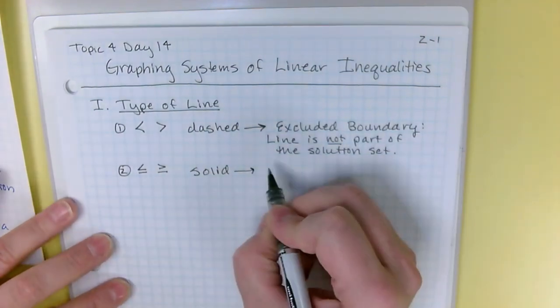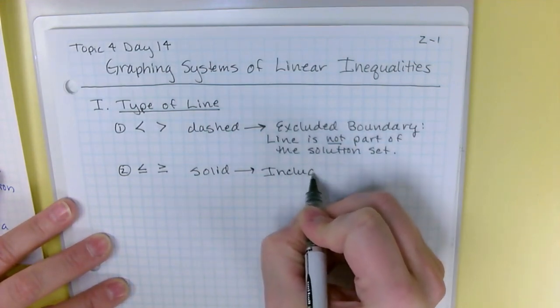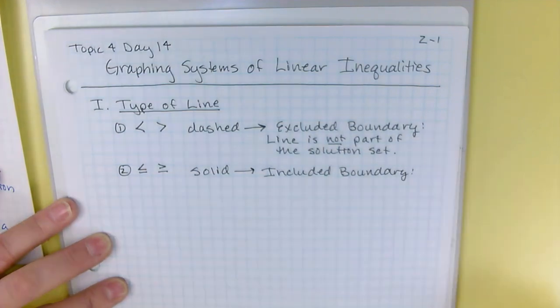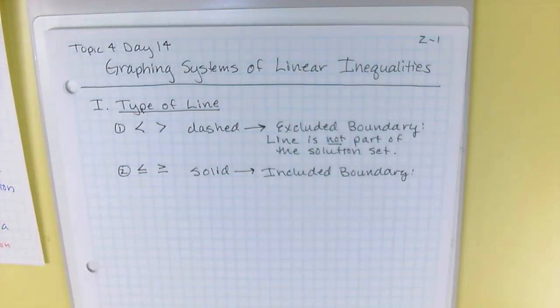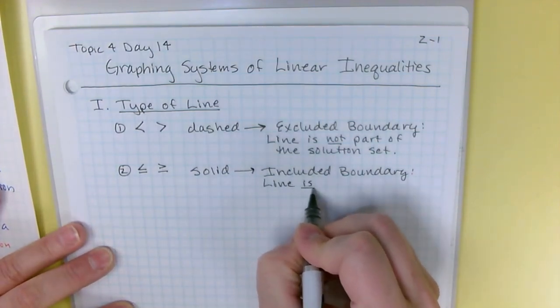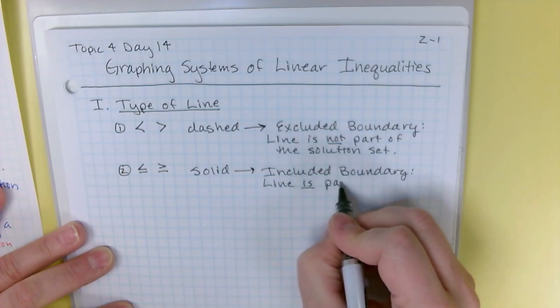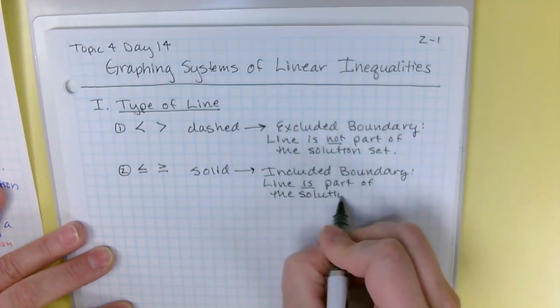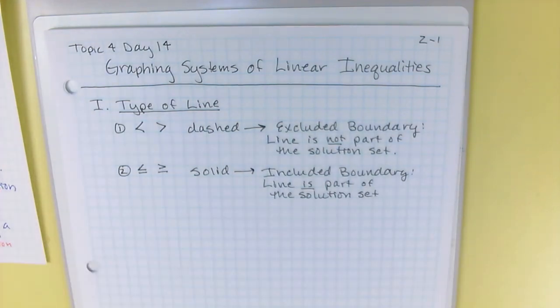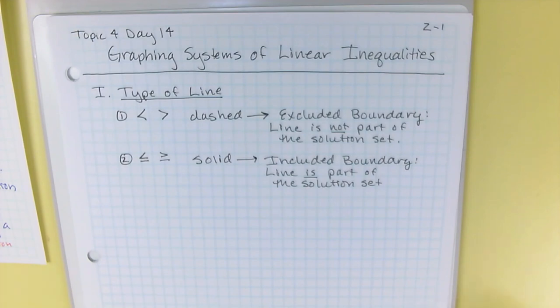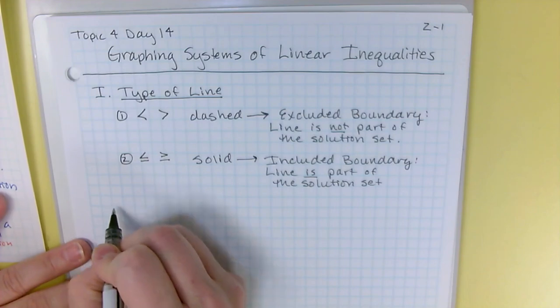Now, a solid line is what we call an included boundary. An included boundary is the fence that you do own. So in this case, the line is part of the solution set. So when you graph, you got to make sure you use the right type of line when you draw it through your points.